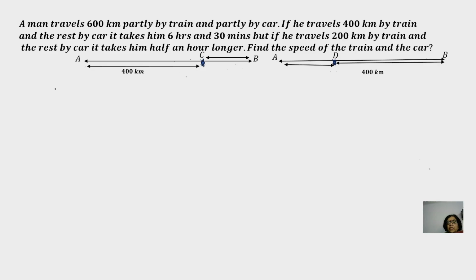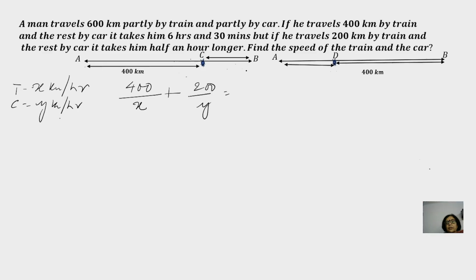As I said, we'll be taking the speeds as uniform speeds. So let the speed of the train be x kilometer per hour, and the speed of the car, let us take it as y kilometer per hour. Now, let us take up the two cases separately. In the first case, it covers a distance of 400 kilometers by train. The distance 400 kilometers by x kilometer per hour is 400 by x hours, plus 200 by y hours, equal to 6 hours and 30 minutes, that is 13 by 2 hours.